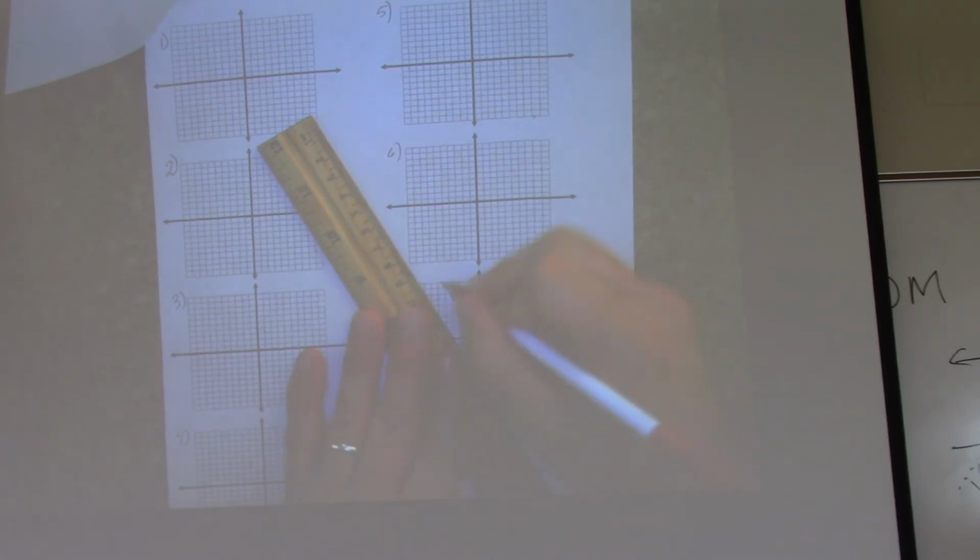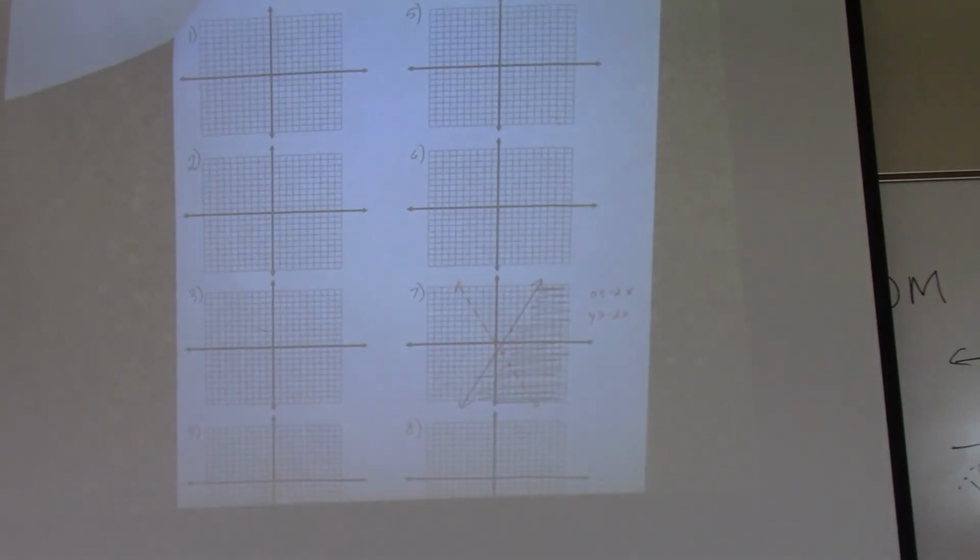If you are doing this homework and you draw a solid line and you go back and realize you have to make that a dashed line, just write the word dashed and point to that line. Okay? I'm okay with that.